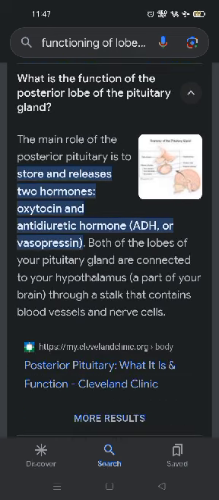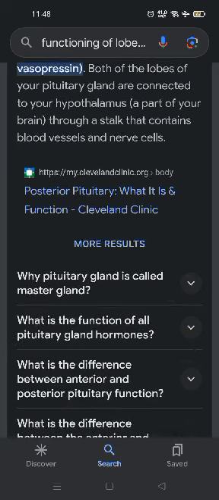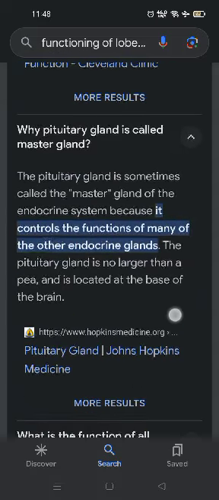The main role of the posterior pituitary is to store and release two hormones, oxytocin and antidiuretic hormone or vasopressin. Both of the lobes of your pituitary gland are connected to your hypothalamus, a part of your brain, through a stalk that contains blood vessels and nerve cells. Why is the pituitary gland called the master gland?